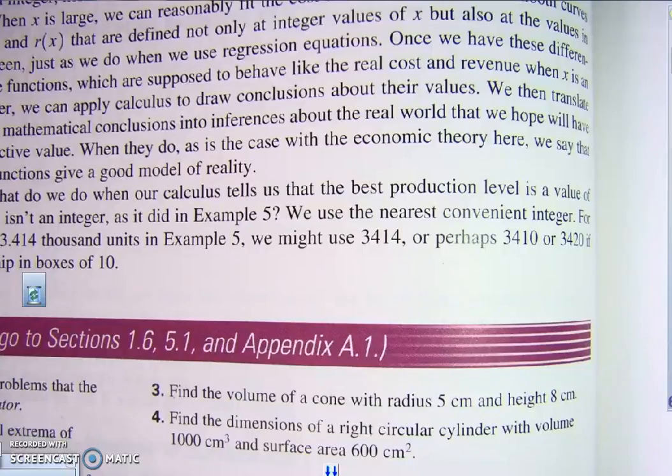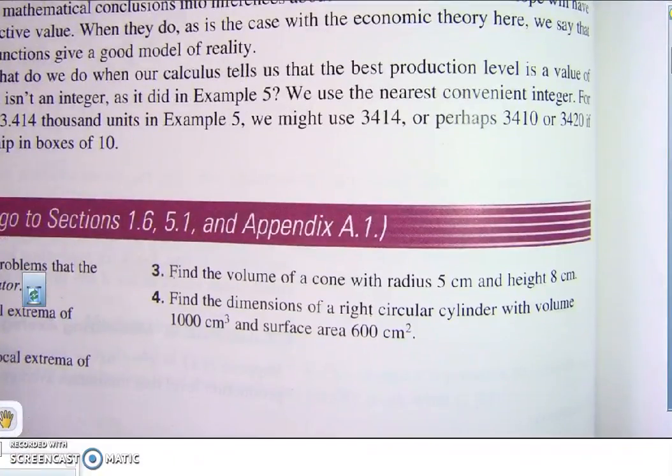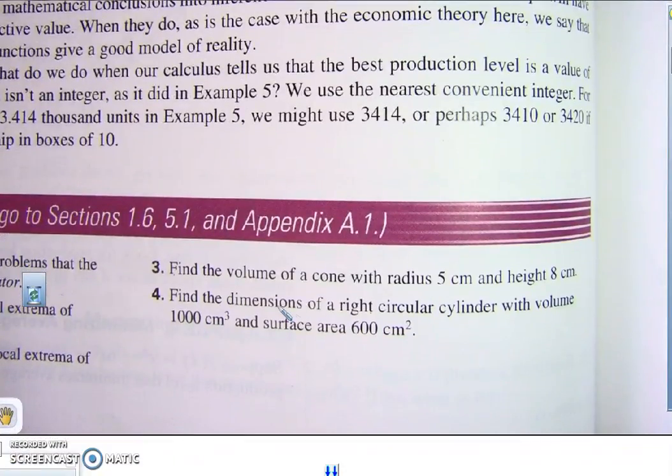So some of you had questions on problem number 4. This is from the Q2Day23 homework assignment, page 230, problem number 4. It's asking you to find the dimensions of a right circular cylinder with volume 1000 centimeters cubed and surface area 600 centimeters squared.